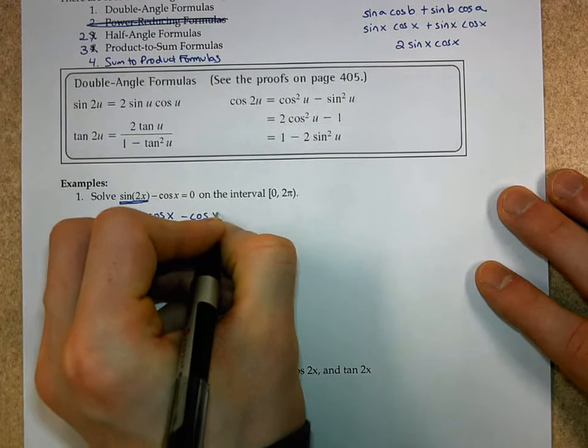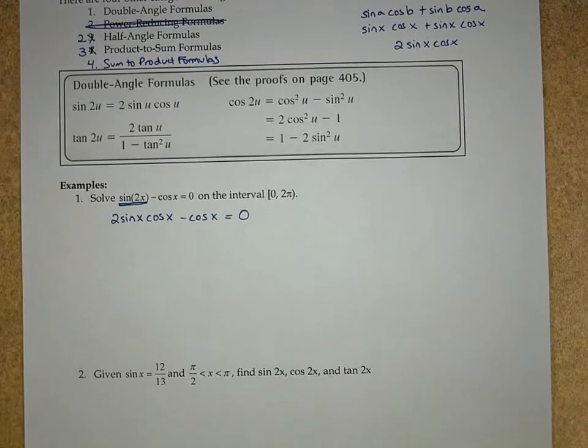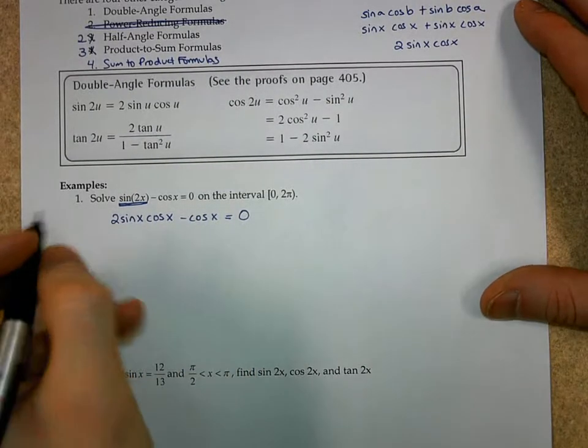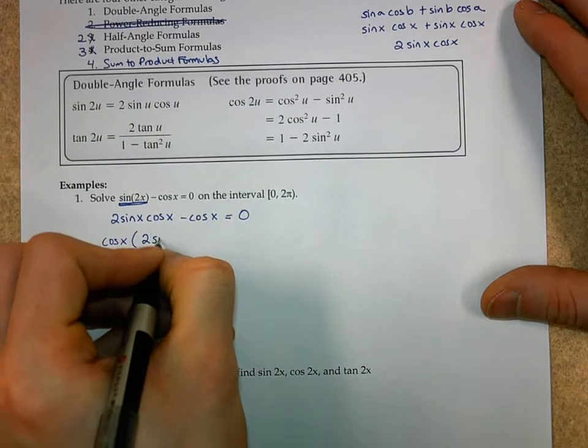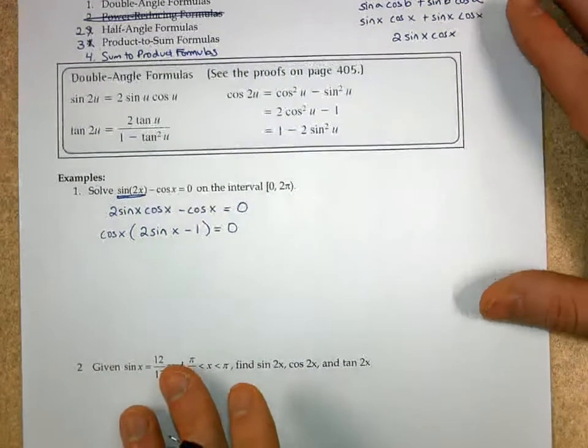Minus the cosine of x is equal to 0. And now I can solve this equation like I normally would. I've got two terms right here. Each of them contain a cosine. So I'm going to factor out a cosine of x. And then I've got 2 sine of x minus 1 is equal to 0.